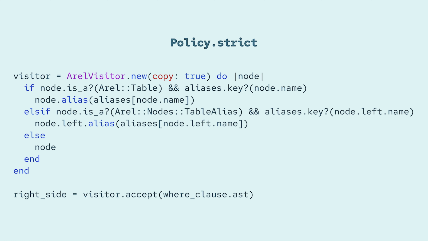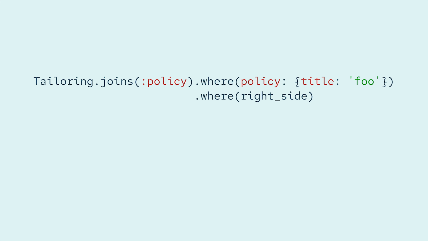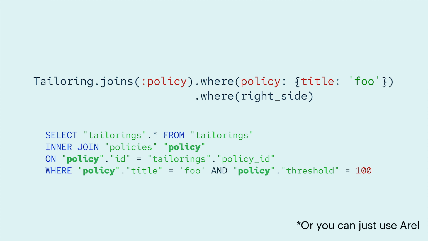So here, the right side will be something that swaps the aliases. This just creates aliases for all the tables. This one changes the existing aliases if you have any. So basically, calling this thing with the right side, a second where, it generates the right query. Or obviously, you can just construct your query with Arel.